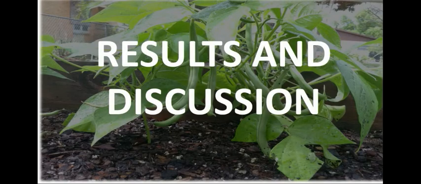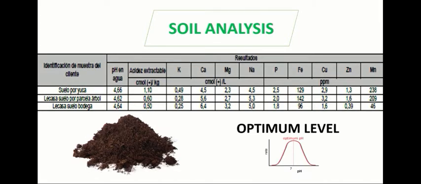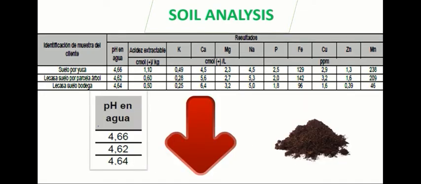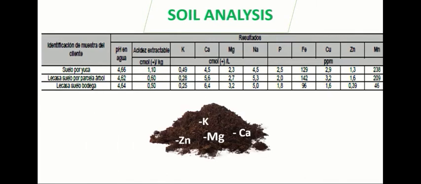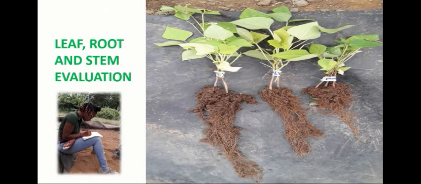Results and discussion. Based on soil analysis and the optimum levels of nutrients using the Mehlich 3 for the extraction, the interpretation reflects that all the soils have low pH content. Also, all soils presented nutrient deficiency, especially in levels of phosphorus, apart from manganese and iron that were present in excess.